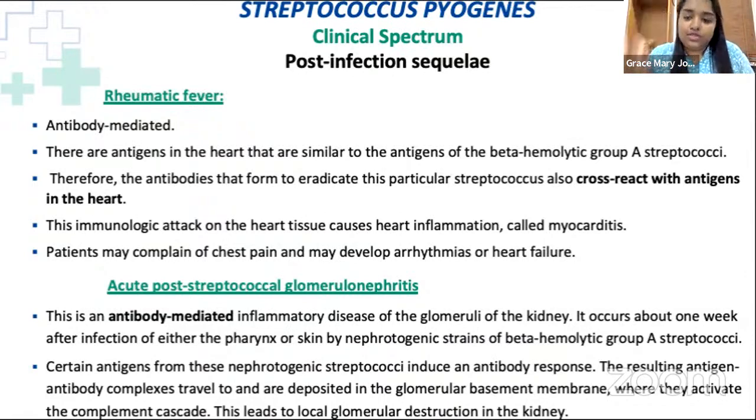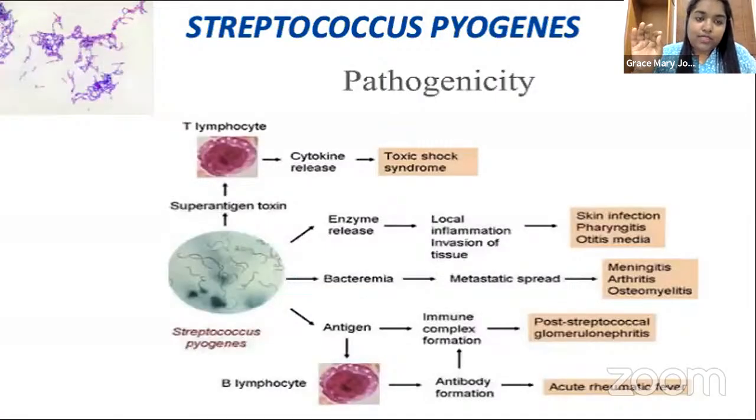So, to summarize, it can range from simple skin infections, pharyngitis, the strep throat, to otitis media, and it can go on to give you scarlet fever and post-infectious sequelae like rheumatic fever going on into rheumatic heart disease and the acute post-streptococcal glomerulonephritis.